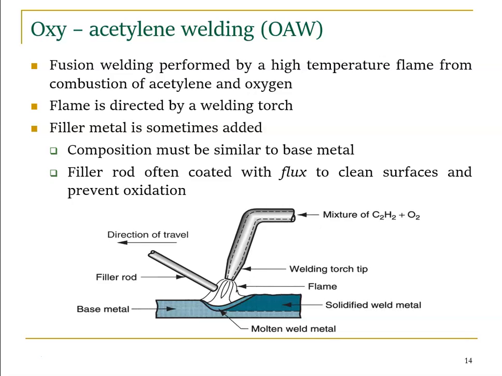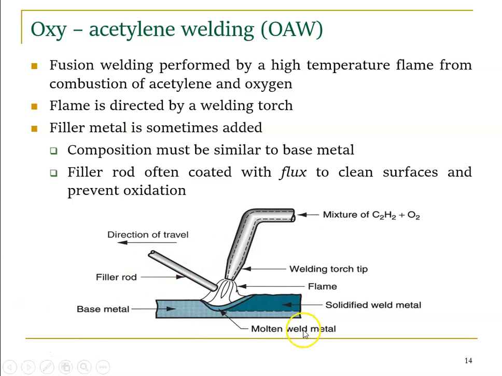The flame is directed by a welding torch. Filler metal is sometimes added. The filler metal should be the same as the base metal or parent metal, so the composition must be similar to the base metal. The filler metal adds extra metal to the weld. The filler rod is often coated with a flux, to clean the surface and to prevent oxidation.